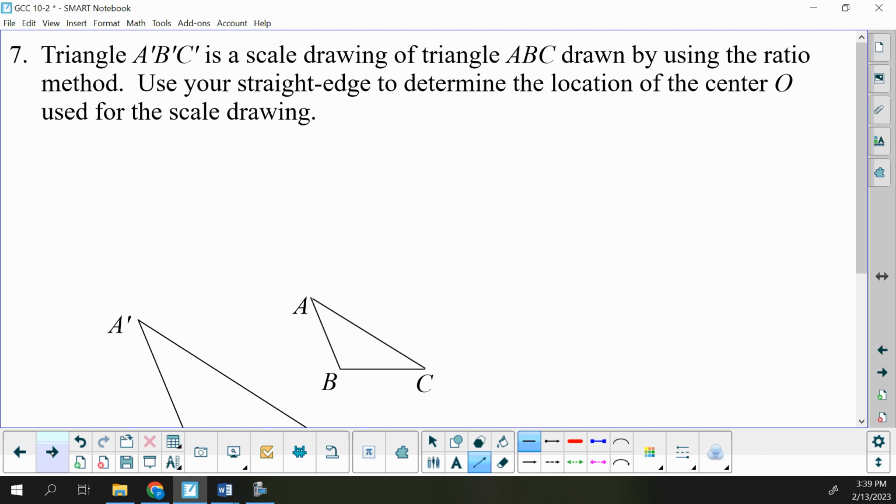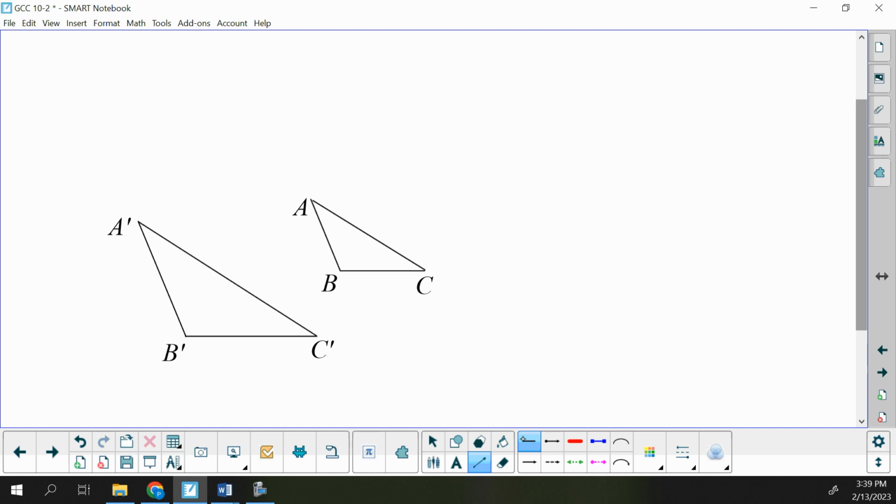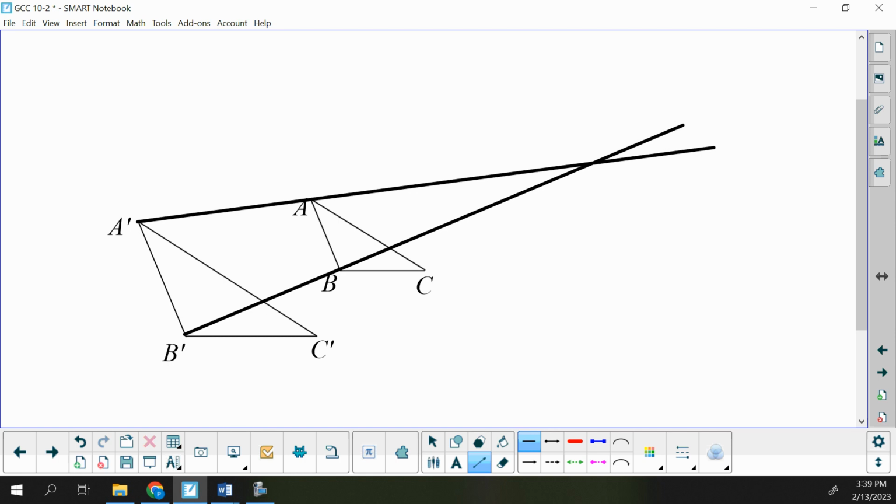So here they give us our original figure and the image, and we need to find the center. So all we're going to do is with our straight edge, connect from A prime to A and extend it a ways. Connect from B prime to B and extend it a ways. And connect from C prime to C and extend it a ways. And you should find that they all cross in one spot. Well, the directions say that's our center, and to label it O, so we've just found our center of dilation.